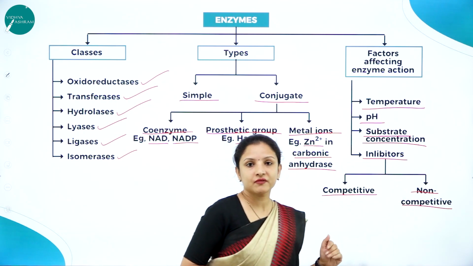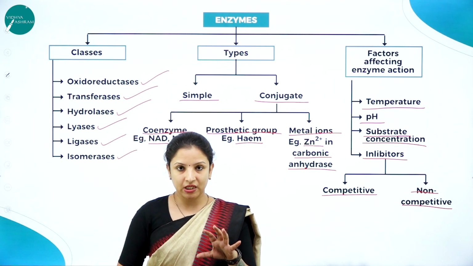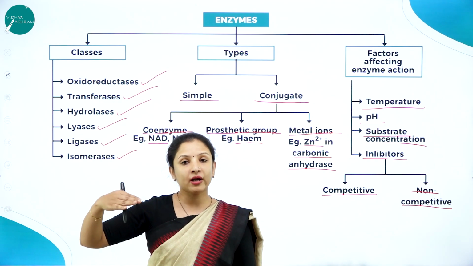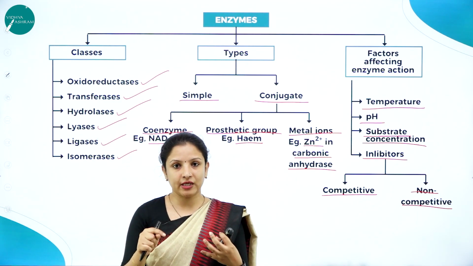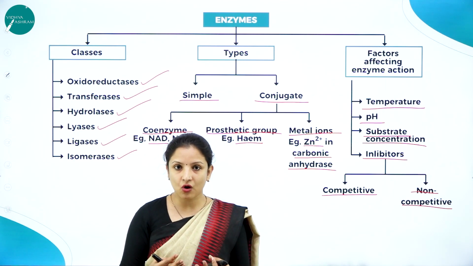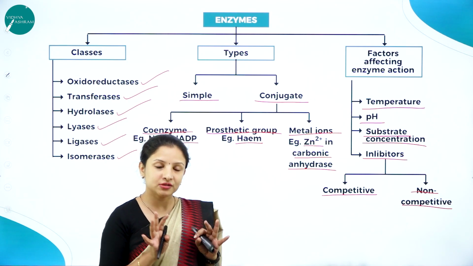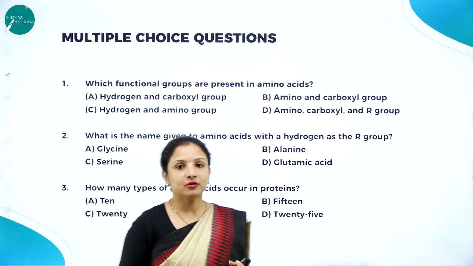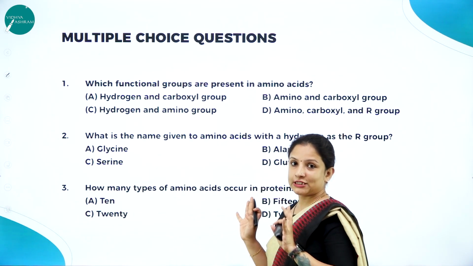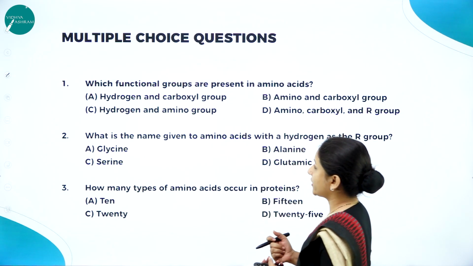Now, non-competitive inhibitors will not bind to the active site, but will bind somewhere else in the enzyme, therefore altering the shape of the enzyme. When the shape of the enzyme is altered, the substrate cannot bind to the active site even though it is free. Such inhibitors are called non-competitive inhibitors. So, this was an idea of what is there in the chapter, we just brushed up. So, we'll move on to the multiple choice questions.